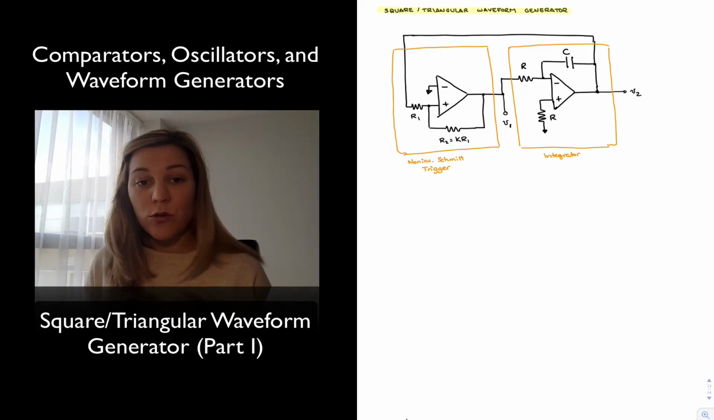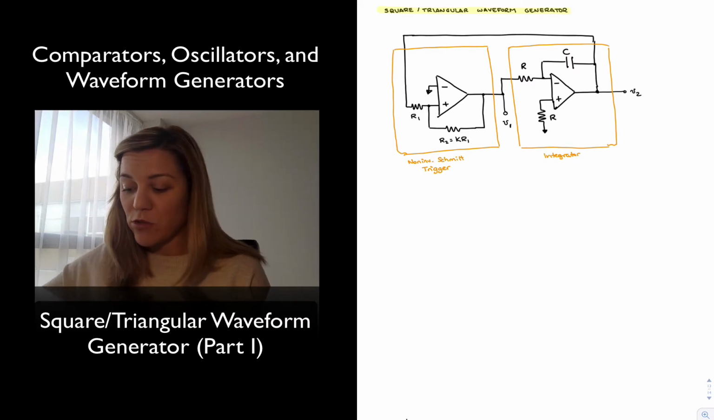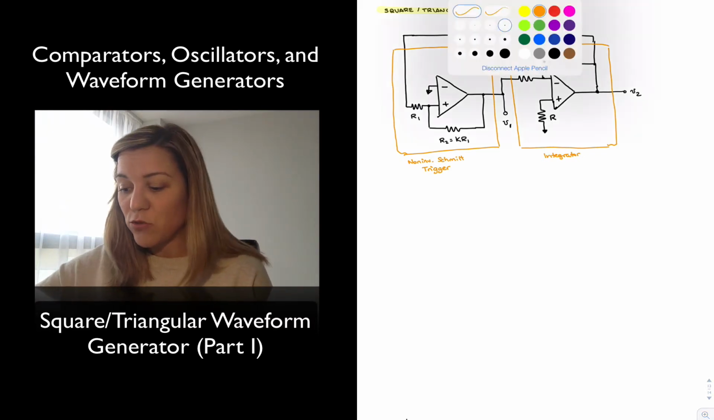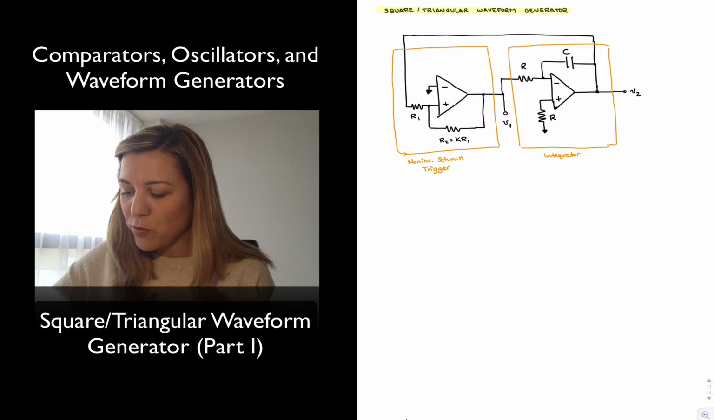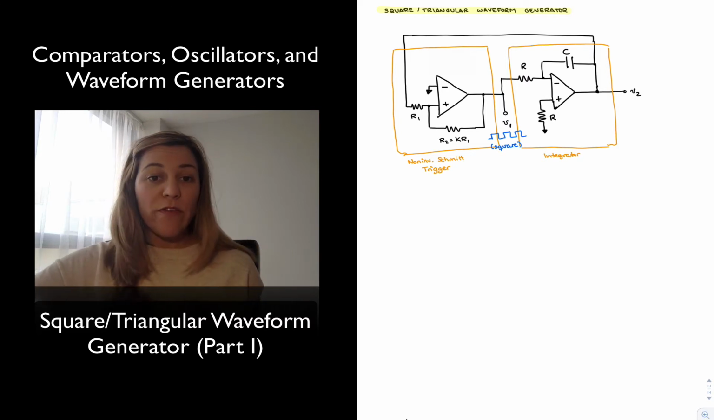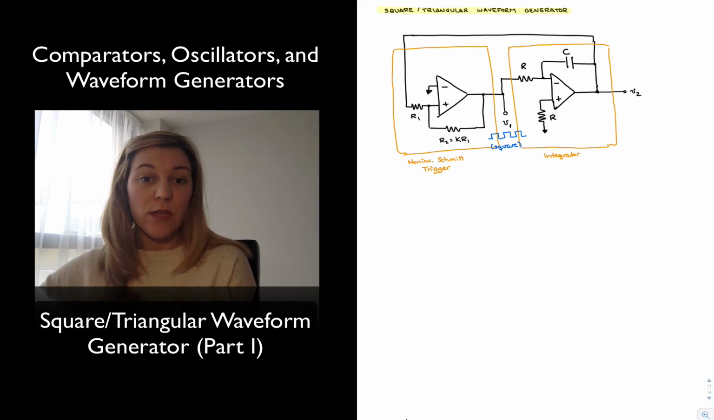Now we expect that the output of a non-inverting Schmitt trigger, or any Schmitt trigger for that matter, is going to be a square wave. And so the output is going to be switching between positive saturation and negative saturation. And therefore the output V1, we're expecting it's going to be a square waveform. And when we feed that square waveform into the integrator, what we're going to have is the integral of that.